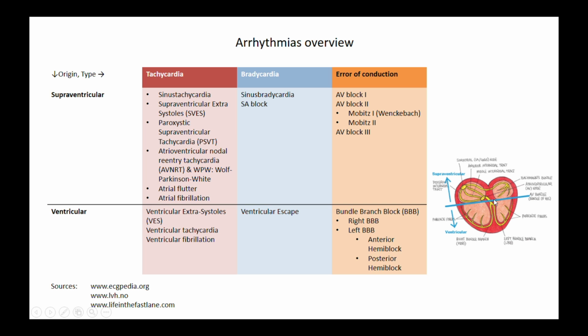And the bundle of His is part of the Purkinje fibers, which is just below the AV node. So AV node and above, it is a supraventricular rhythm or arrhythmia. And the bundle of His and down, so below the AV node, we are talking about ventricular arrhythmias.